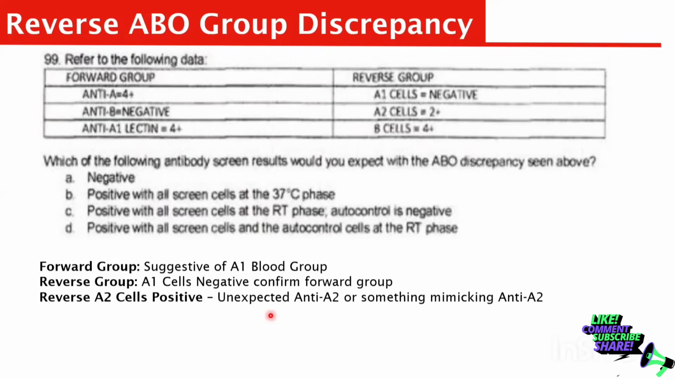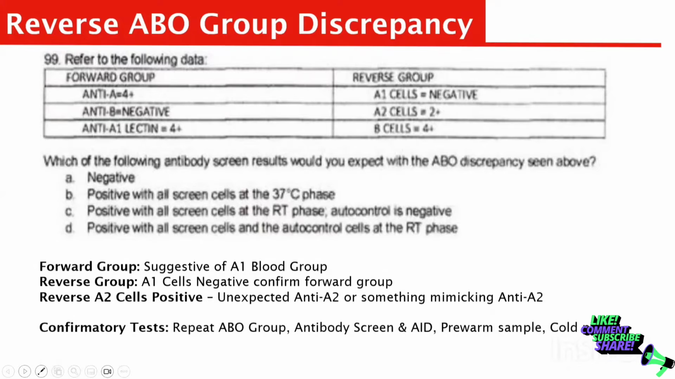Therefore, it is possible that some type of antibody, or a non-specific antibody, is mimicking this very A2 cell binding type, and that is what I think may be going on here. So that's why I said the unexpected anti-A2 seen here could maybe not be real. This could be due to something mimicking anti-A2. That's what I think anyway.